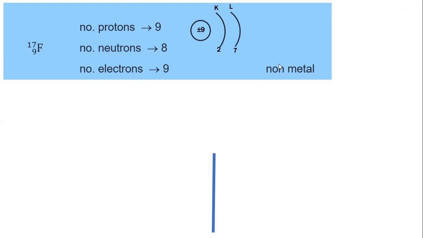So this is non-metal. Why? Because of the outer shell, the outermost energy level, ending with 5, 6, 7. So it is non-metal. 1, 2, 3, it is metal.